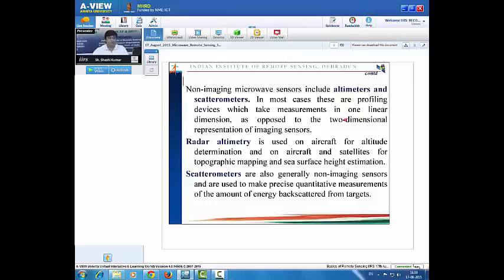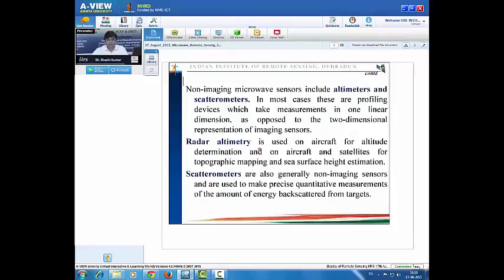Now after talking about the imaging sensors, we come to the non-imaging microwave sensors. Non-imaging microwave sensors include altimeters and spectrometers. In most cases, these are profiling devices which take measurements in one linear dimension, and due to one linear dimension, they are simply profiling devices. They cannot show any image, as opposed to the two-dimensional representation of the imaging sensors.